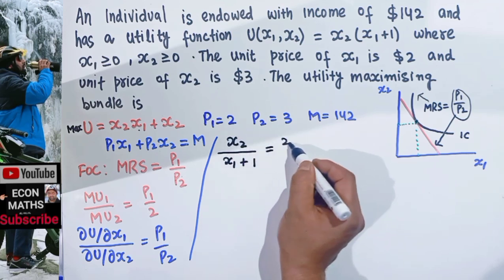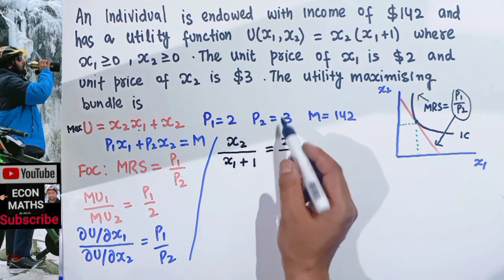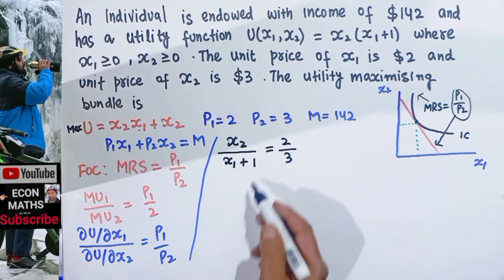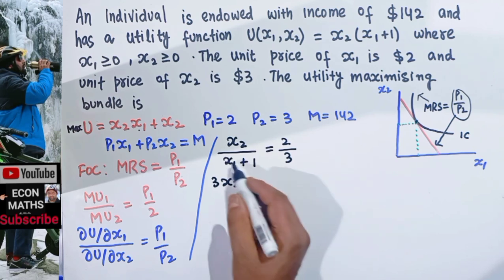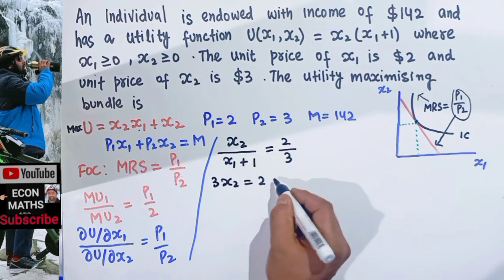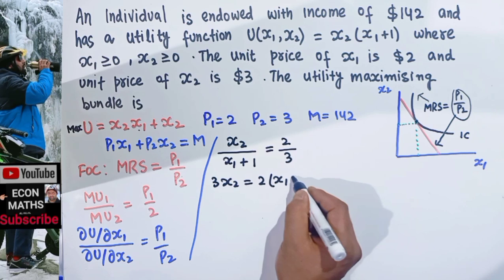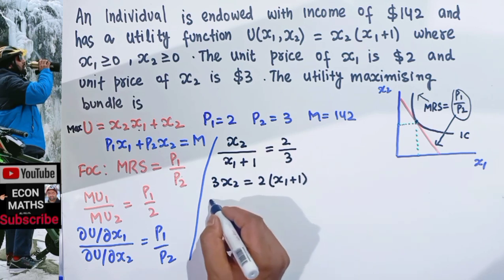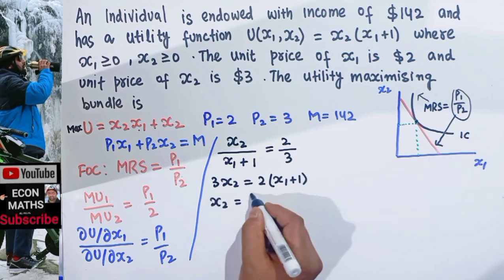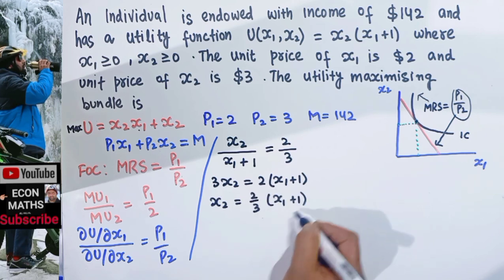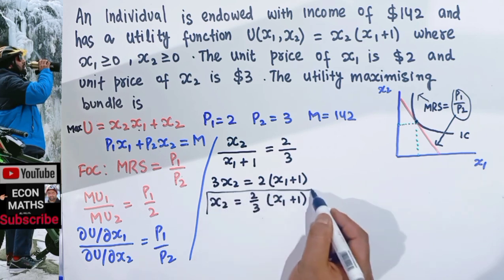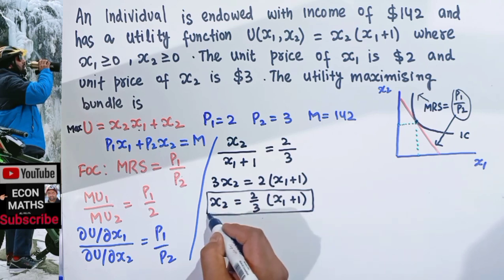P1 is 2, P2 is 3. That implies 3 times x2 should be equal to, I am cross multiplying it here, 2 times x1 plus 1, which gives us x2 is equal to 2 upon 3 times x1 plus 1. Now plug this value back into the budget constraint.